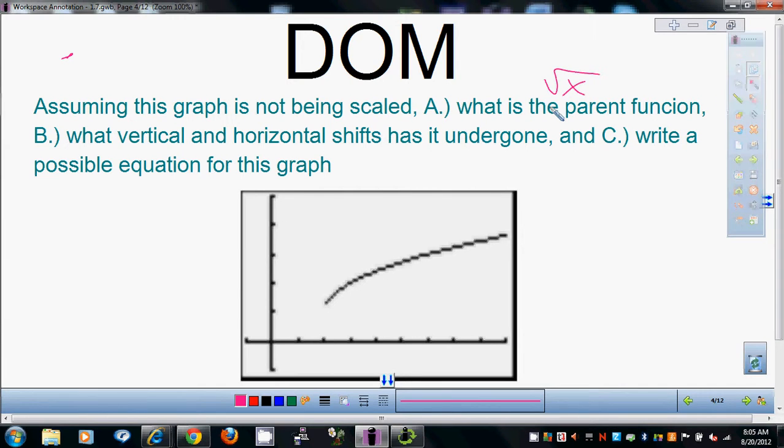Okay, part B. What are the horizontal and vertical shifts going on here? You can just describe them to me in words right now. Looks like right 2, up 1. Yeah, right 2, up 1. Very good.